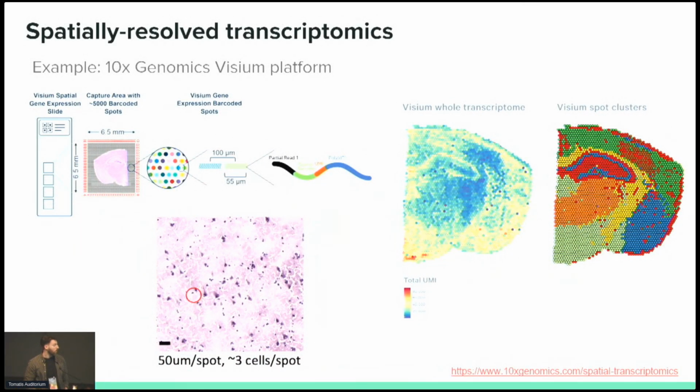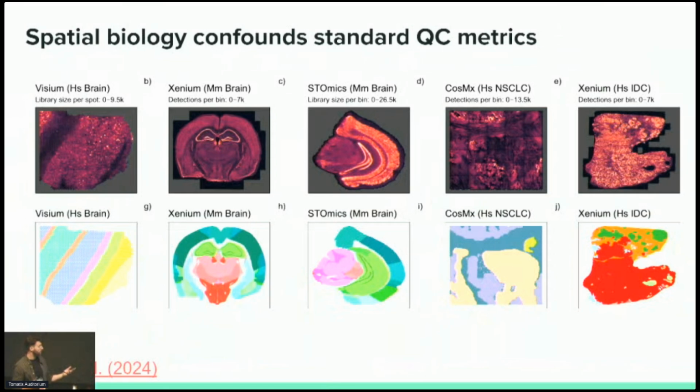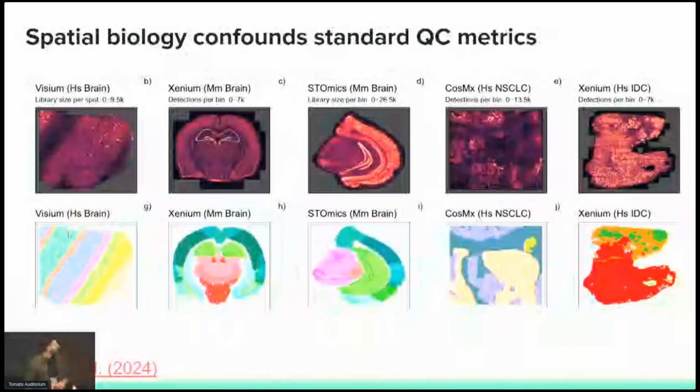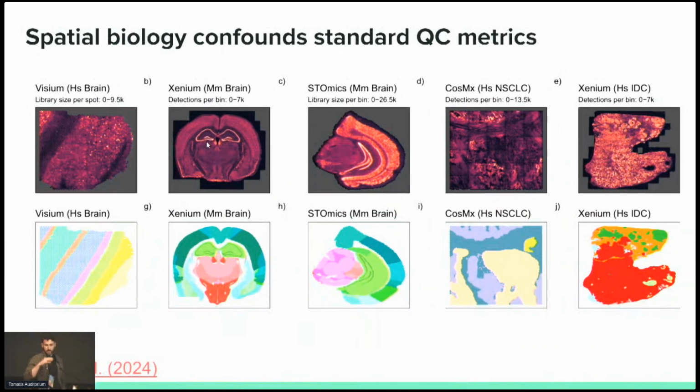However, regardless of what technology you want to use for SRT, there's this common truth that people are starting to realize: a lot of the QC features, including the library size, are biased by the spatial biology in these slices. These are some images from a recent paper showing the library size for 5 different technologies, including spot-based as well as imaging-based technologies. You can see the clear spatial patterns in the library size.